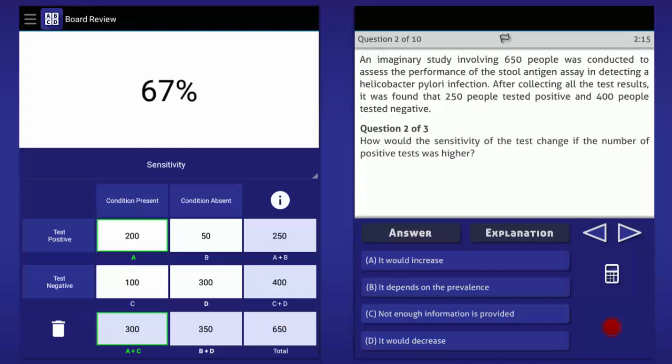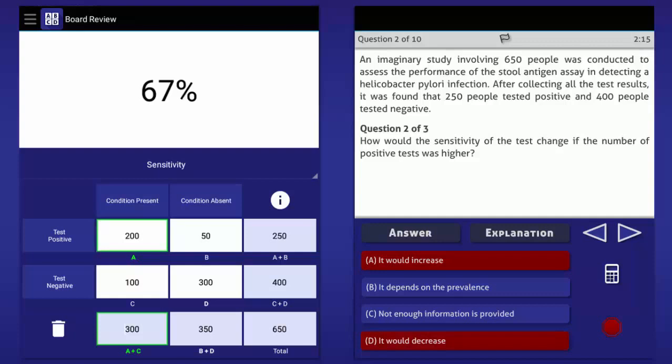Question 2. How would the sensitivity of the test change if the number of positive tests was higher? While increasing the number of true positives in relation to the number of false positives would increase the sensitivity, increasing the number of false positives by itself would not affect the sensitivity whatsoever. An increase in the number of positive tests in any combination could by no means decrease the sensitivity.